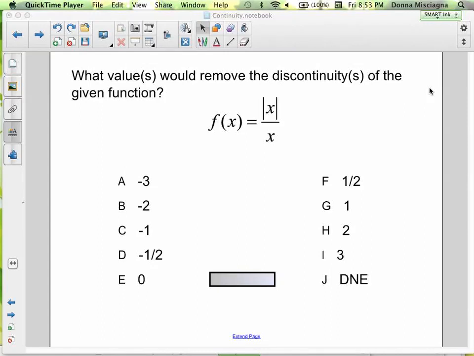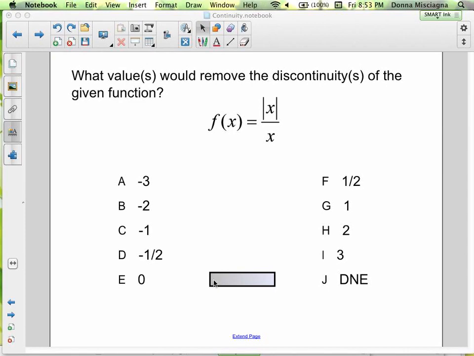Right, so let's go over the questions that were on the Nearpod quiz. What values would remove the discontinuity of the given function? Sorry you had to read through A, B, C, D, E, F, G, H, I, and J on that quiz, but did you figure out the right answer?